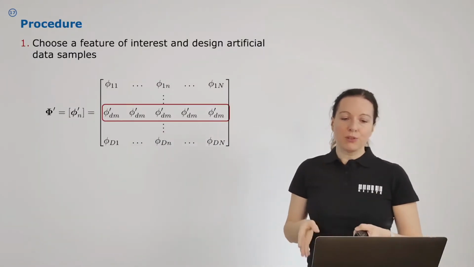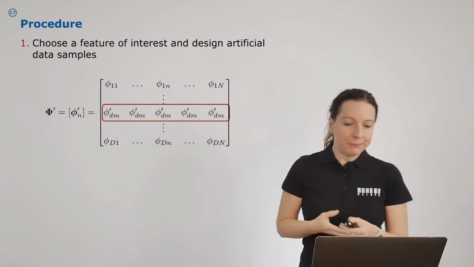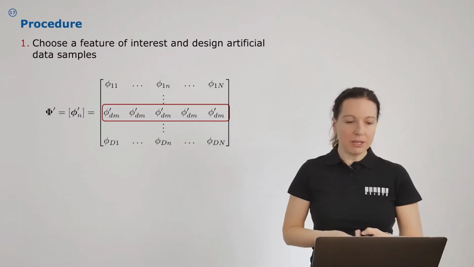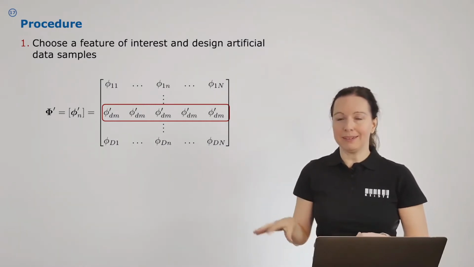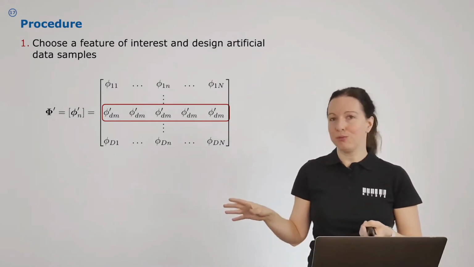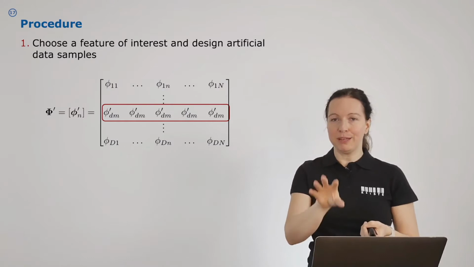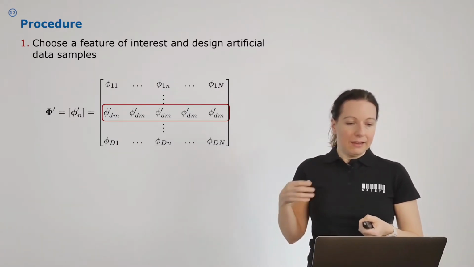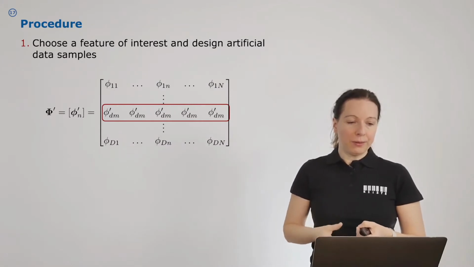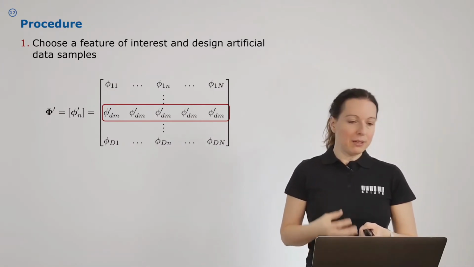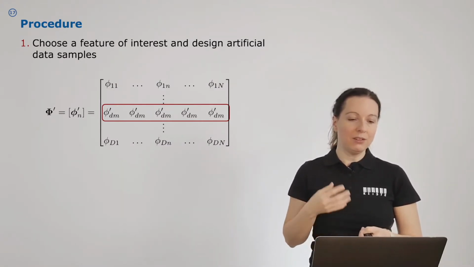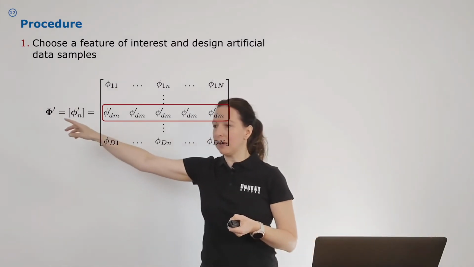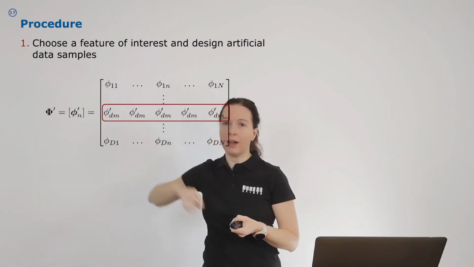Let's have a look at the procedure. And again, we have a look at the data matrix, but now we manipulate it. Remember, you compute the feature importance by manipulating the input, and then you see what happens to the output. So what you do is, first of all, for the partial dependence plot, you choose a feature of interest and you design artificial data samples. And these artificial data samples are collected in a data matrix phi prime.